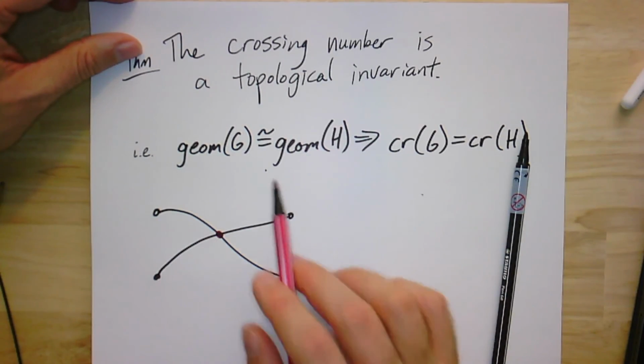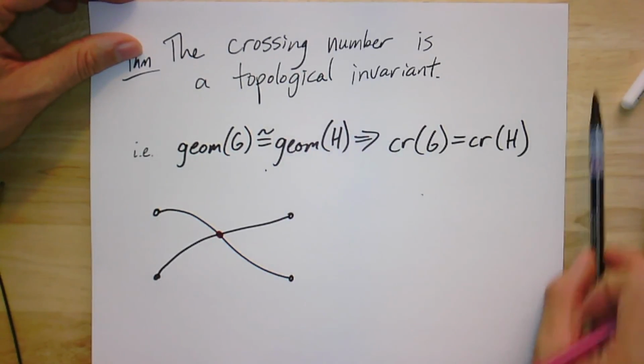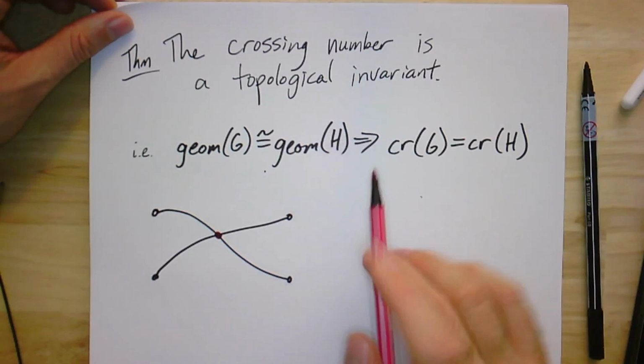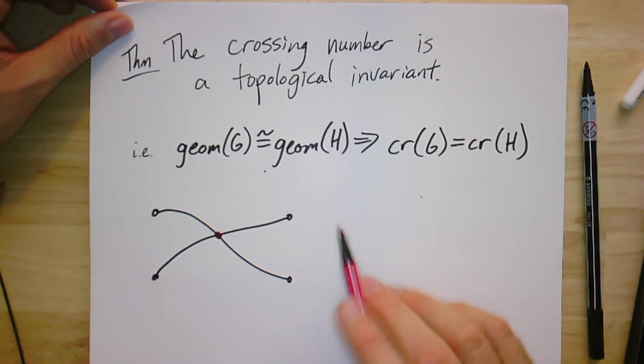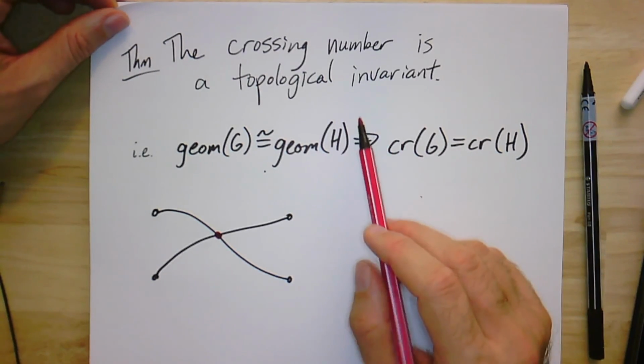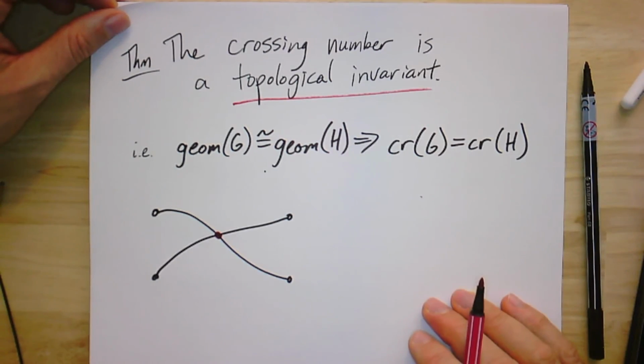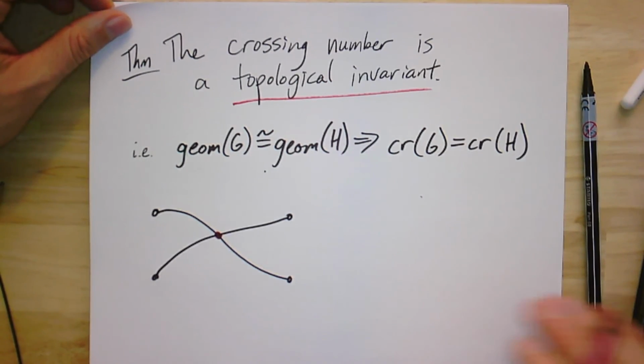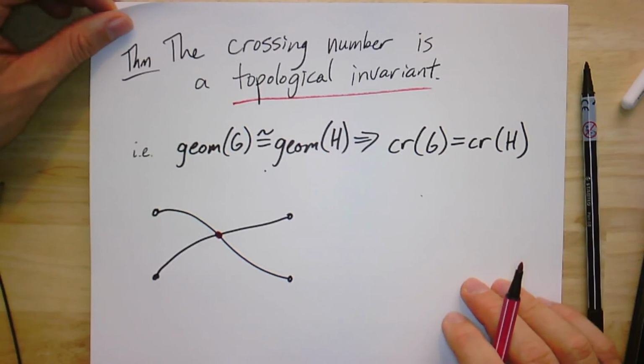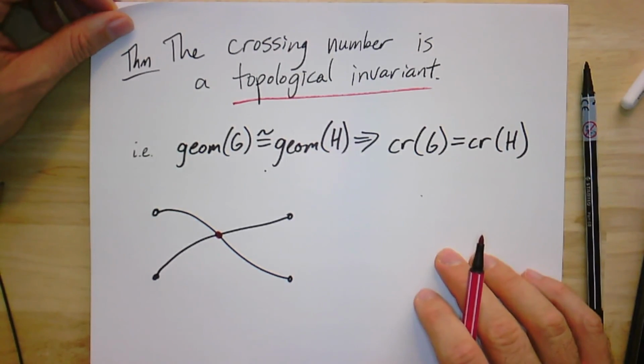And so you do have to be a little bit more careful to show that it's a topological invariant, but it's, again, not too hard to do. And the result is that we have another topological invariant. Remember, the other one we had was the Euler characteristic for planar graphs. So these are other topological invariants of graphs.